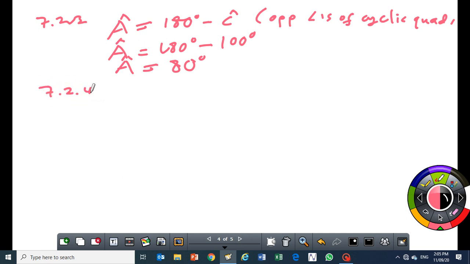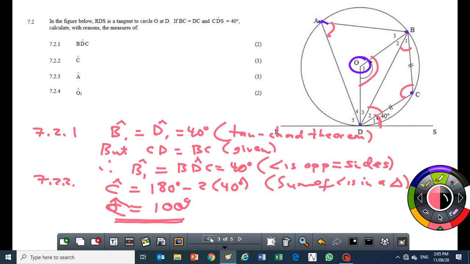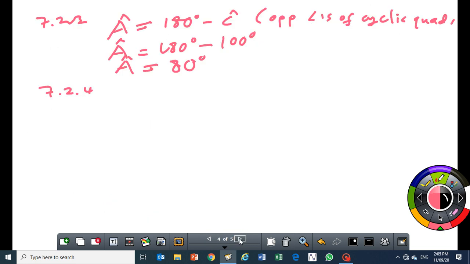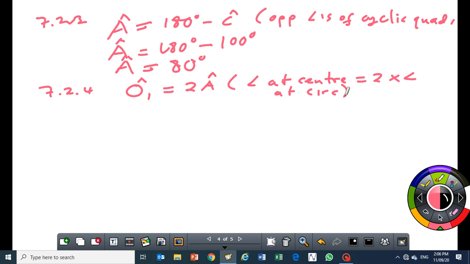So 7.2.4, we want O1. So O1 is equal to 2 times A, and the reason: angle at center is equal to 2 times angle at circumference. But what is A? Your A is equal to 80 degrees. So O1 is going to be 160 degrees.